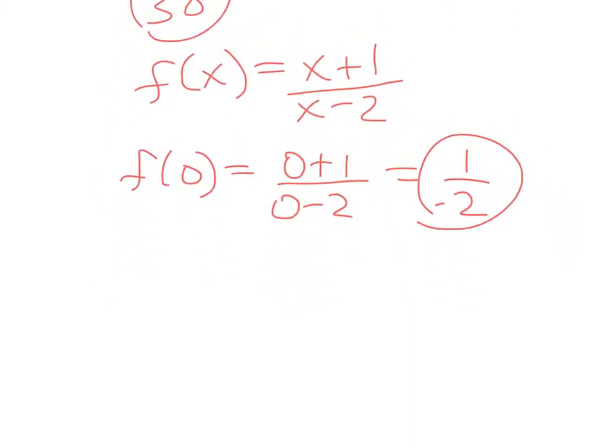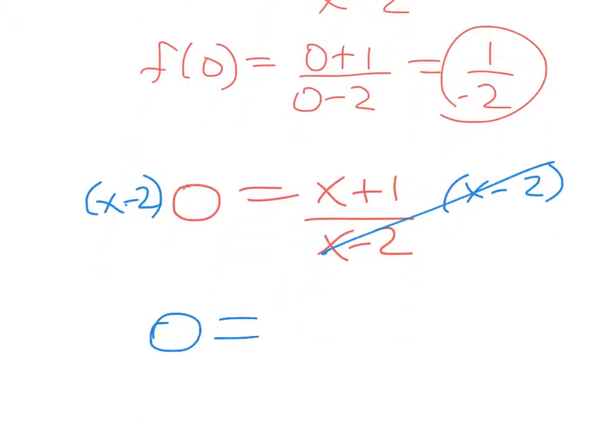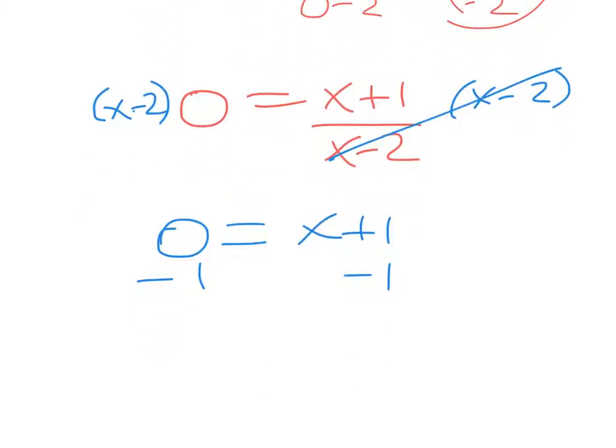On the question where it says to set it equal to 0, this is where you can multiply both sides by the x minus 2 to get it out of the bottom and get 0 equals x plus 1, and then subtract 1. So negative 1 equals x. So be able to do that. You'll have 2 of those. Then the rest of the test is going to come from 8-9 and 8-10.